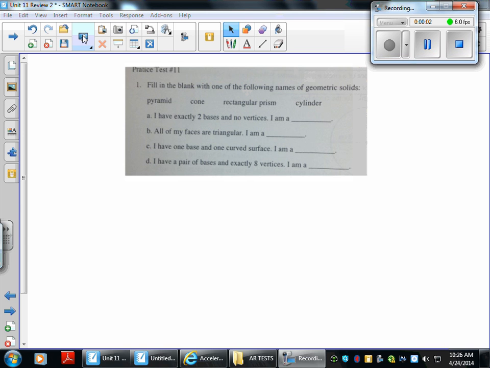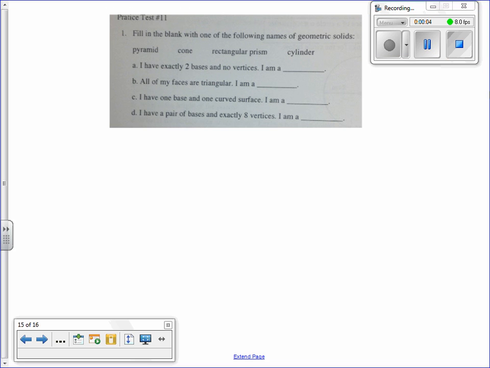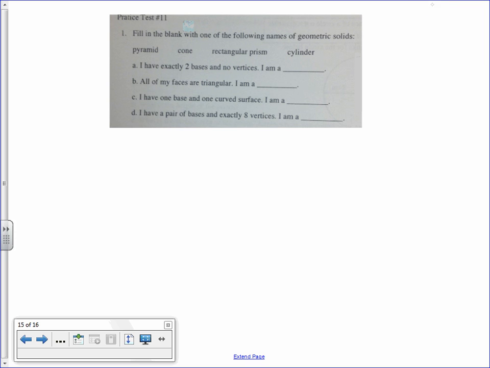All right, today we're doing the Unit 11 practice test for tomorrow's test. First question says, fill in the blank with one of the following names of geometric solids. Have exactly two bases and no vertices. I am a what? Well, the first one is a pyramid.